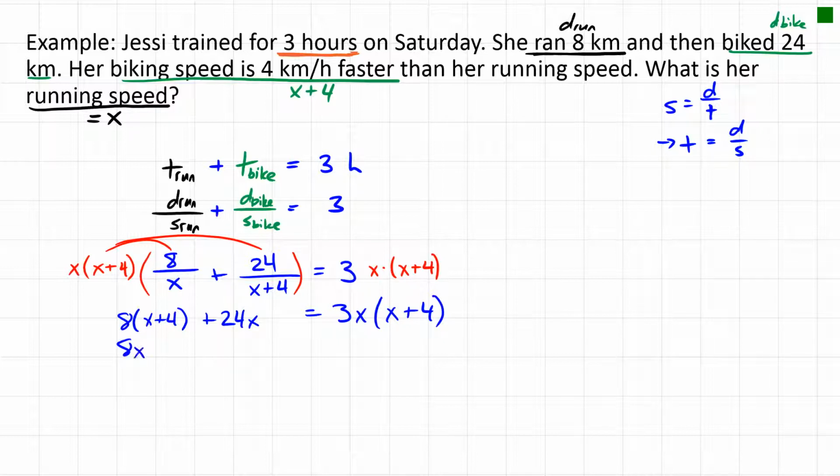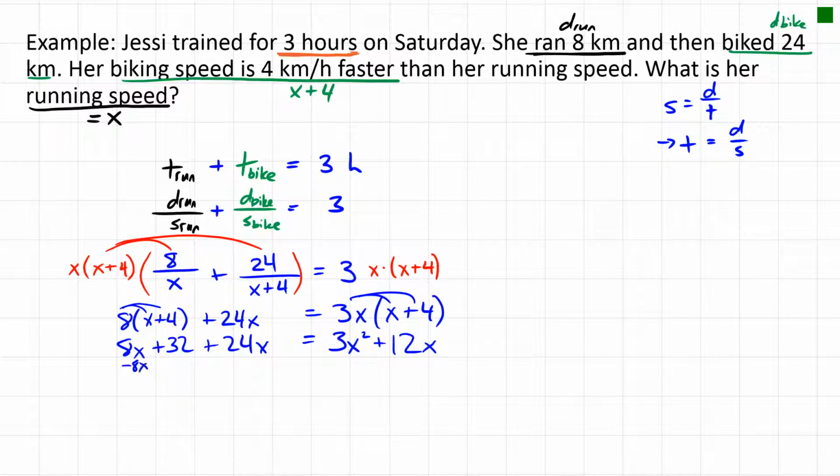So 8x plus 32, multiplying that in there, plus 24x is equal to, and now I'll multiply the 3x into each one, would be 3x squared plus 12x. Now I can see that this is going to be a quadratic equation. I'm going to have to factor to solve it because of that x squared term. So let's move everything over to the right-hand side.